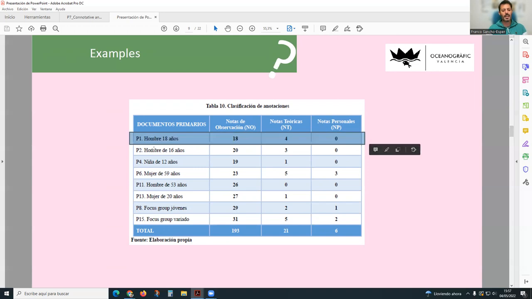Primary document one is a man of 18 years old. So you have the summary. This is what you can include in your final report. And you can do the same for the rest of the primary documents. And at the end, we have the total.